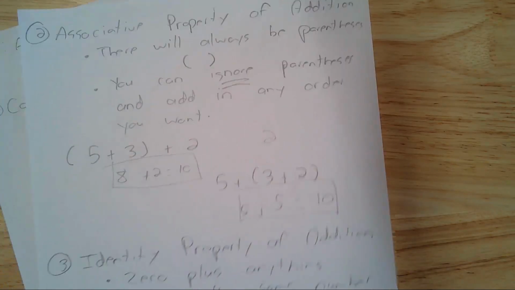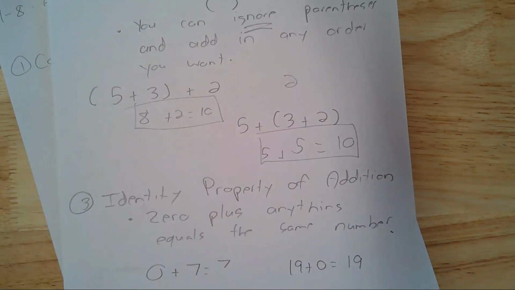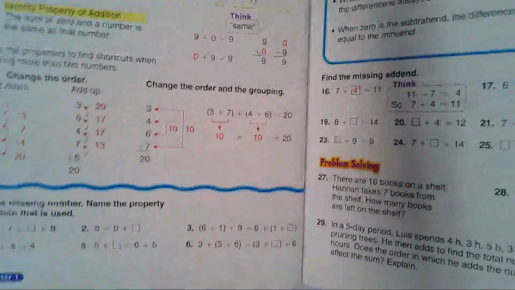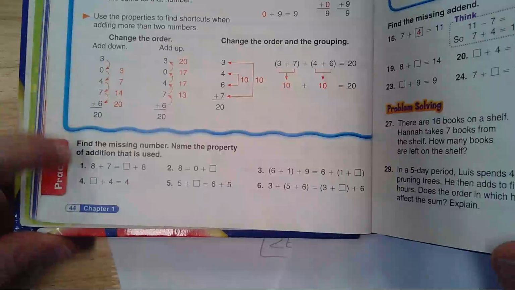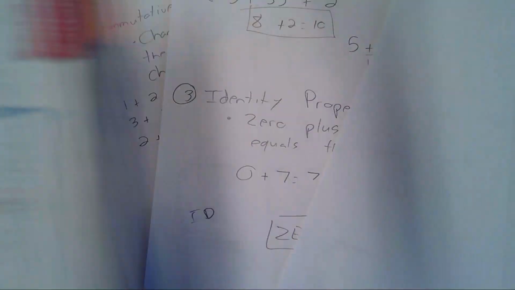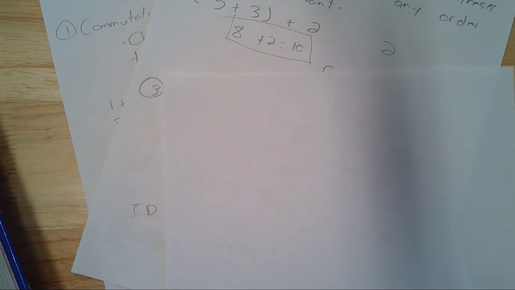So I don't need you to do a ton of writing. Okay, got it? 3 properties. Looking at the bottom of page 44, find the missing number and name the property of addition that is used. Your choices are commutative, associative, or identity. Can we write that down? Huh? Can we write those down?